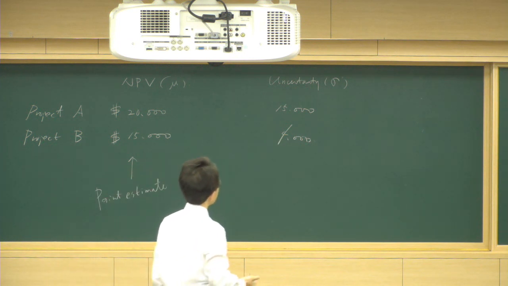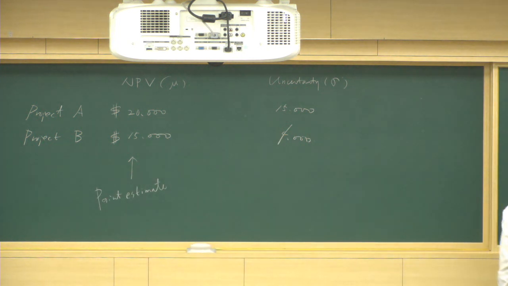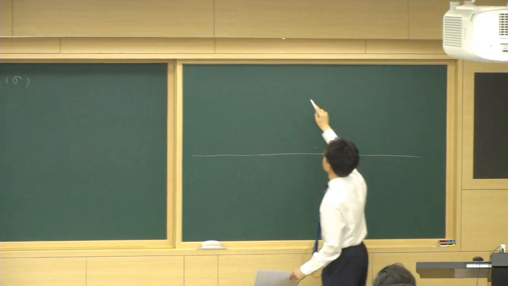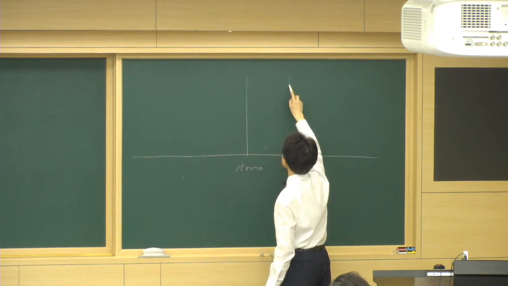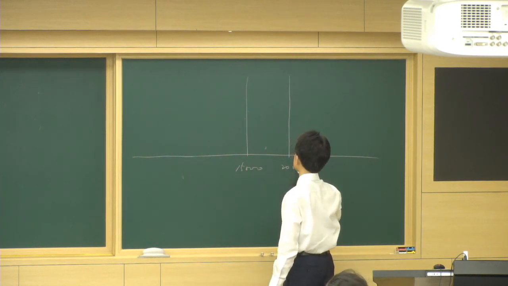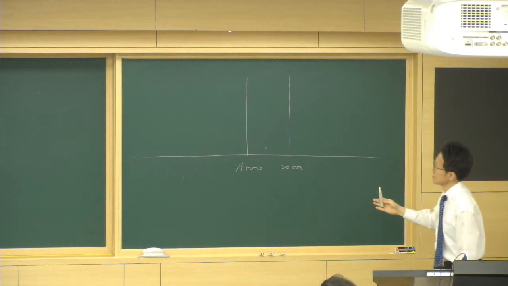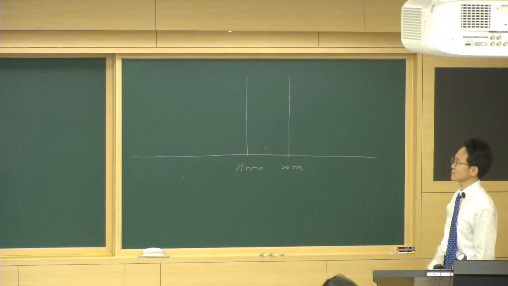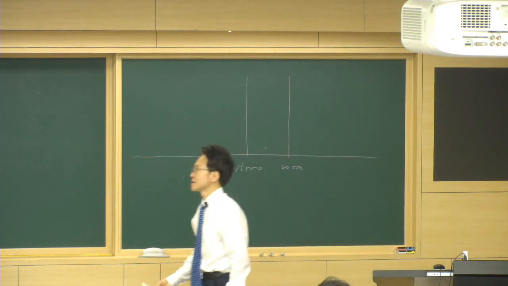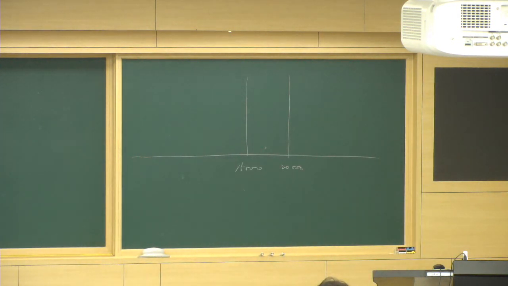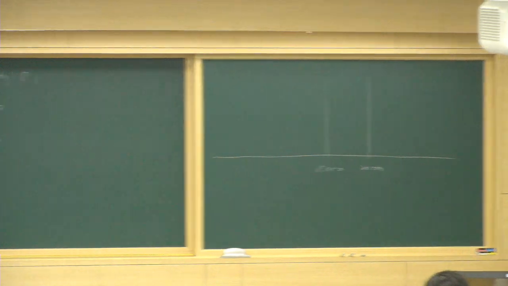Okay. All right. So let's draw the two projects. Let's say one is 1,500. The other one is 20,000. So if we have to make a decision by looking at this point estimate only, it is obvious for us to choose project A. Probably no one raises any question, no one raises any doubt about that.